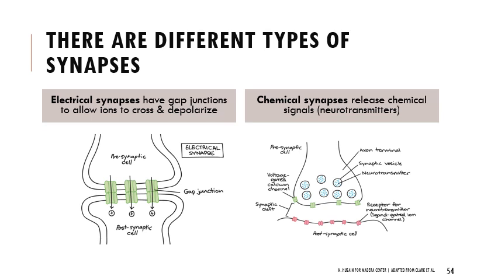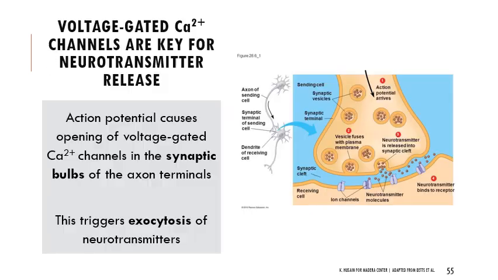With a chemical synapse, we have the release of chemical signals, which are called neurotransmitters. So here we have the synaptic cleft, that widening. The synaptic cleft is the open space. We have the synaptic bulb, which is the widening, and we have these vesicles that are holding neurotransmitters that are about to be released across that synaptic cleft. And we see that there's receptors for those neurotransmitters at the postsynaptic cell. So I'll talk about that mechanism next.